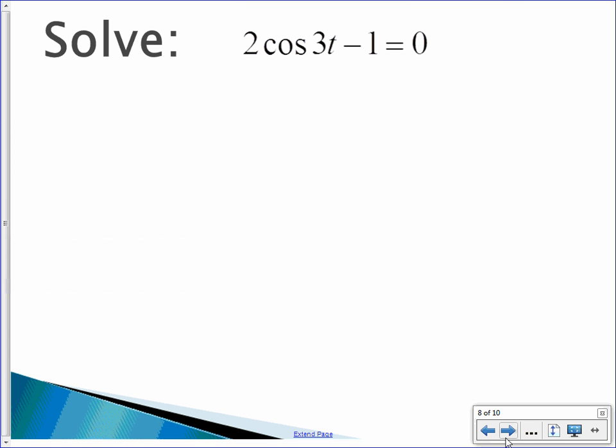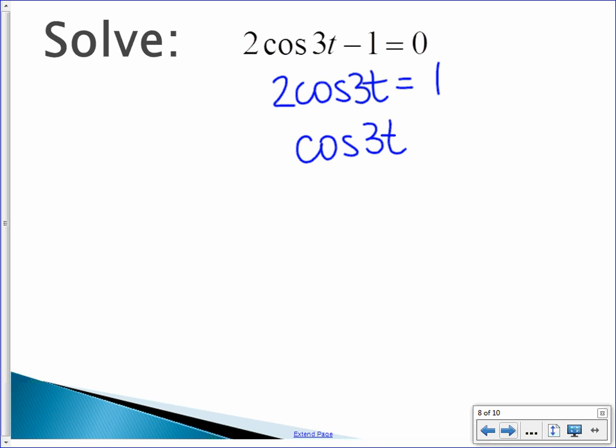Okay, last example, and then I'm going to give you a job. Okay, what is different about this example compared to the rest? It has its own variable. Okay, well, the t instead of x. What else is true? There's a coefficient with the angle. Okay? Now, please be careful. This is linear. So we want to get cosine by itself, which means we're going to add 1, and then we are going to divide by 2.